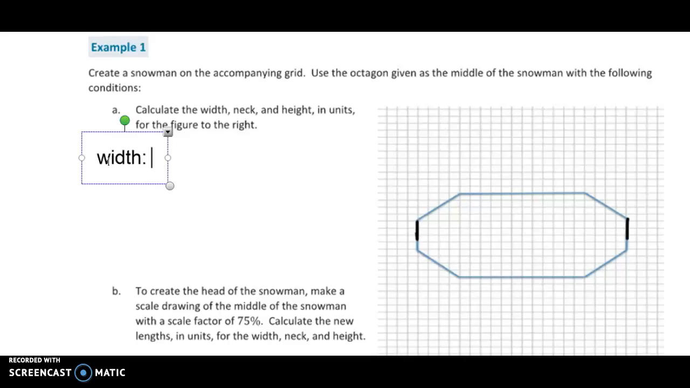So it should be a width of 20. Again, we have no idea if it's inches or centimeters or feet. Yeah, we're talking about a snowman, 20 inches sounds like a good estimate, but 20 blocks is all we know for sure. All right, they also want to know the neck.